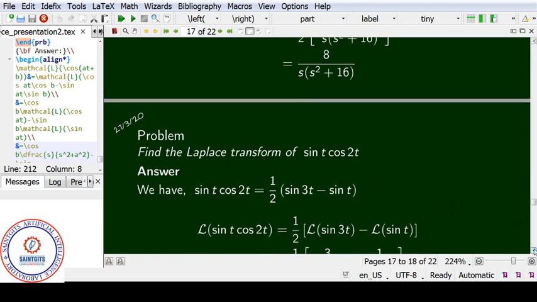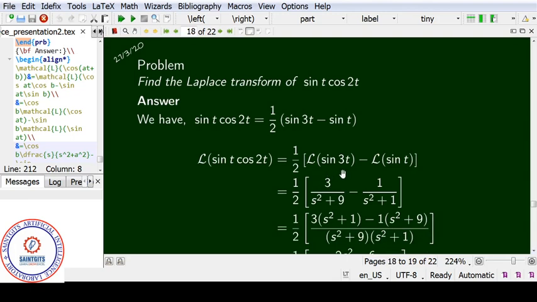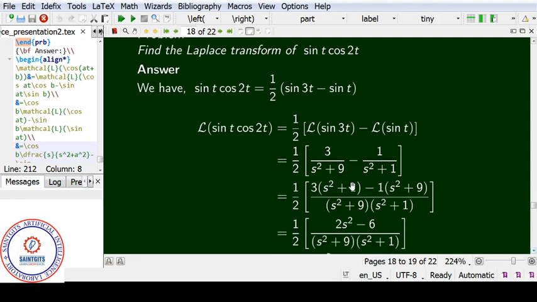I directly use this result. Apply L on both sides, Laplace transform on both sides. L of sin t cos 2t is equal to, we apply linearity property, so 1 by 2 outside. L of first term, L of sin 3t, minus Laplace transform of second term, Laplace transform of sin t. Laplace transform of sin 3t is 3 by s square plus 3 square, that is 3 by s square plus 9. This minus is here. Laplace transform of sin t, here the coefficient is 1, so 1 divided by s square plus 1 square. Again cross multiply this expression, and note that we simplify only the numerator, we never expand the denominator.